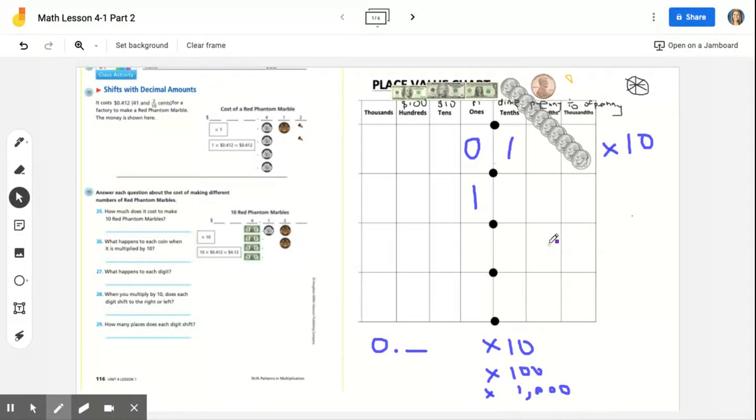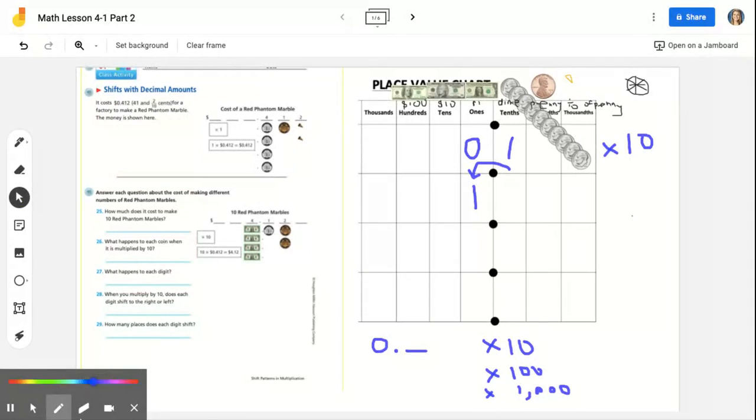And let's talk about the shifting pattern that goes along with this rule too. Our one went from the tenths to the ones place value. It moved to the left. How many places? 1. Great. 1/10 times 10 is equal to 1 whole.